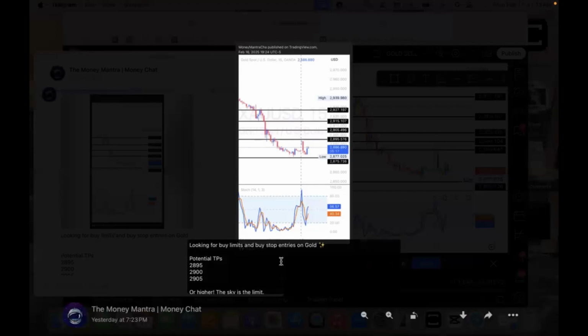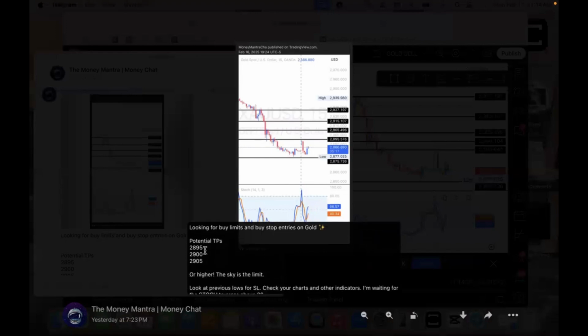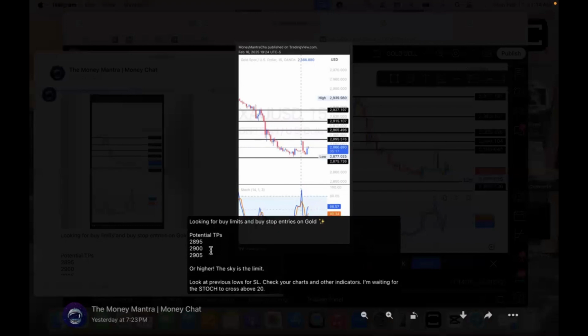Now, I did recommend that they look for buy limits and buy stops. They also would have had the option to enter market execution, and I gave them a few different TPs that they could target: 2895, 2900, 2905, and of course higher if they saw fit. I also encouraged them to look at previous lows for stop losses because this is what you want to do for buy trades. And I encourage my students to check their charts and other indicators. And I notated that I was waiting for the stochastic to cross above 20 before I took my entry.